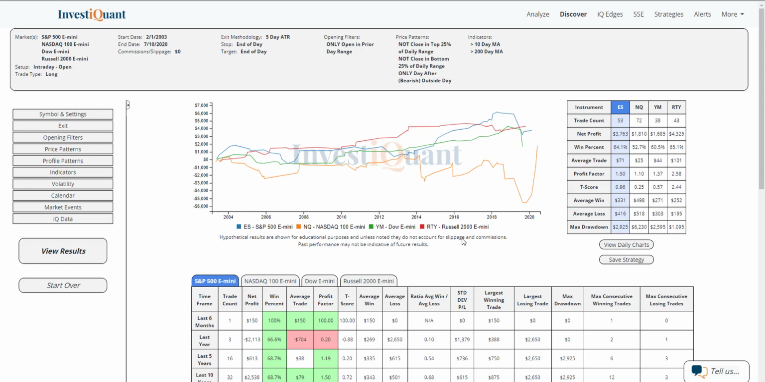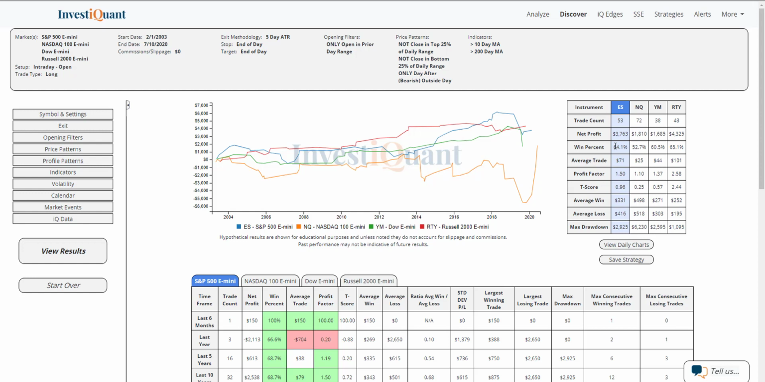So it looks like the ES has 53 samples of this pattern, where you have a bearish outside day that does not close on an extreme in a bullish environment, and you open in the prior day range the next day. NASDAQ, it's happened 72 times. YM has happened 38 times, so that's the least, and Russell 43 times historically.